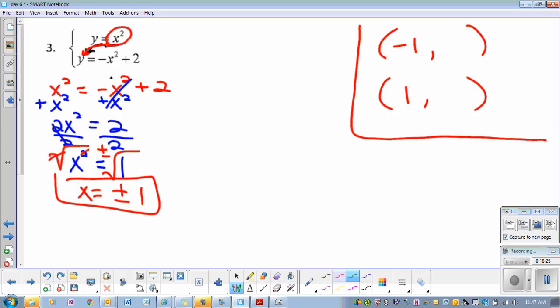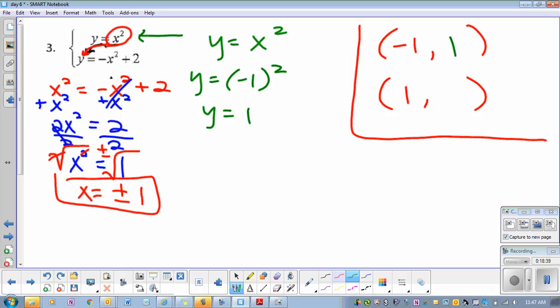So I would plug it into this one. Y equals x squared. Well, your x is going to be negative 1 squared, which is what? What's negative 1 squared? 1. And then the same thing for 1. Y equals 1 squared, which is 1. There you go. That's it.